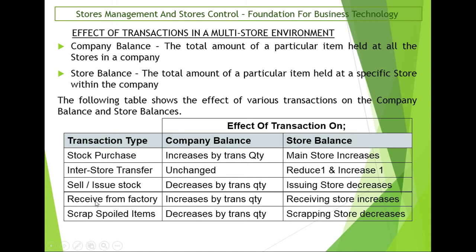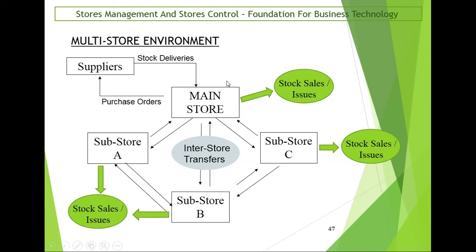Then if we receive stock, say from the factory, remember the factory transforms raw materials into finished goods. So these finished goods are new to the company. They were not there before, they've just been made. So they are new to the store's system. So the receiving store increases by the amount of finished goods that have been received. Also, the overall company balance also increases by the same amount.